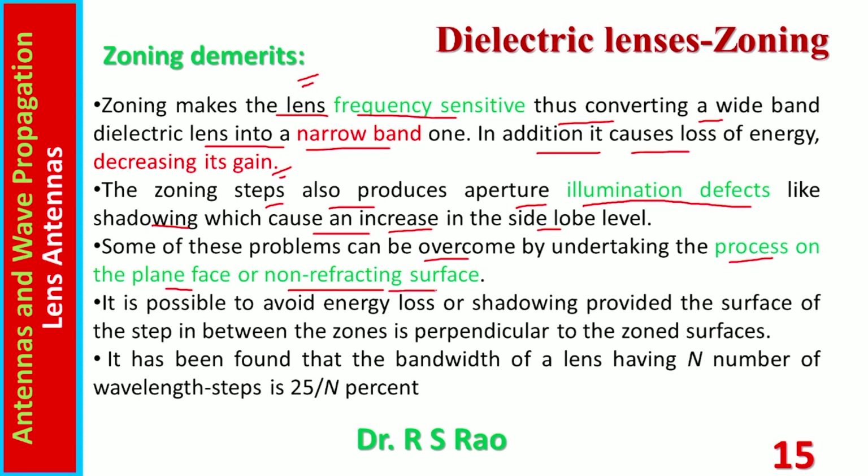Notice zoning on a plane face reduces the strength of the lens. It is possible to avoid energy loss or shadowing, provided the surface of the step in between the zones is perpendicular to the zoned surfaces. It has been found that the bandwidth of a lens having n number of wavelength steps is 25 by n %.